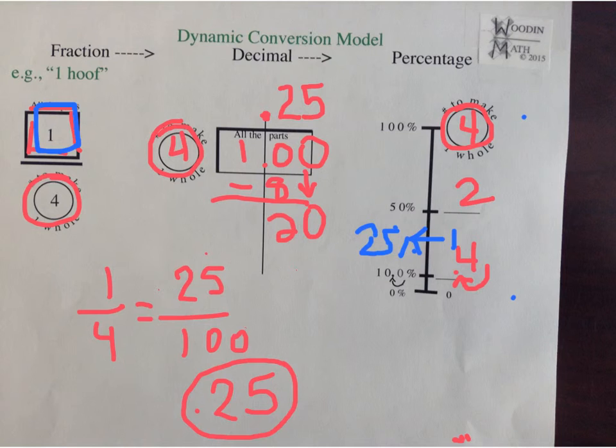The way to do this procedurally is to take the decimal, 25 hundredths, move the decimal point 2 places to the right, and add the percent sign, and you'll get 25%, equal to 25 hundredths, which is equal to 1/4.